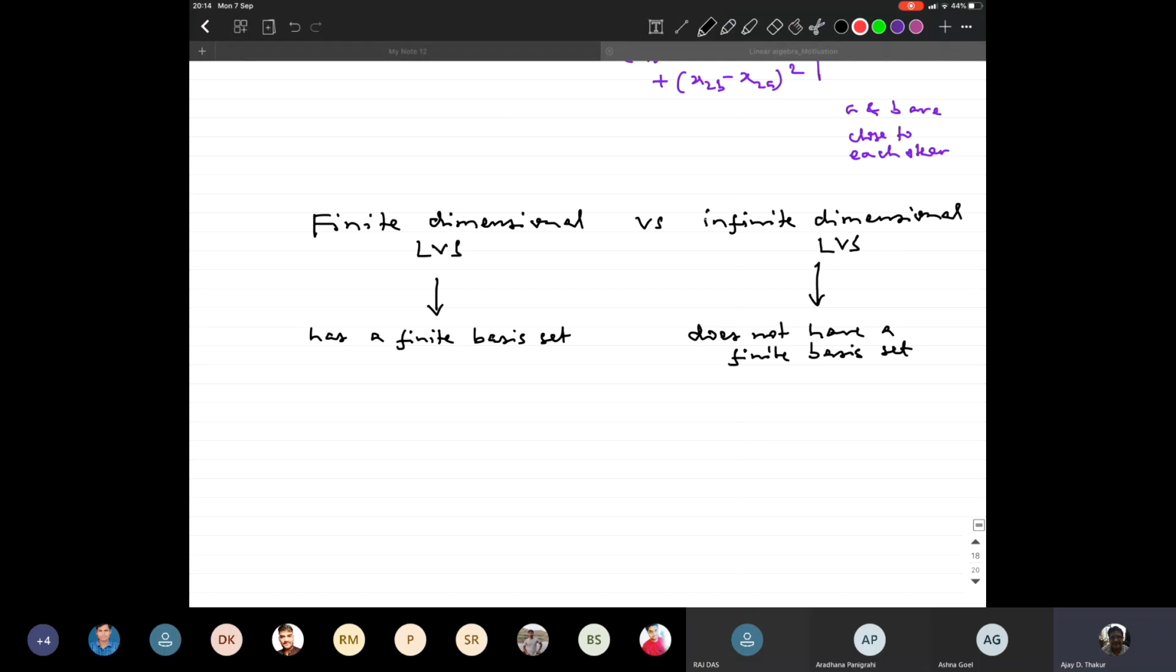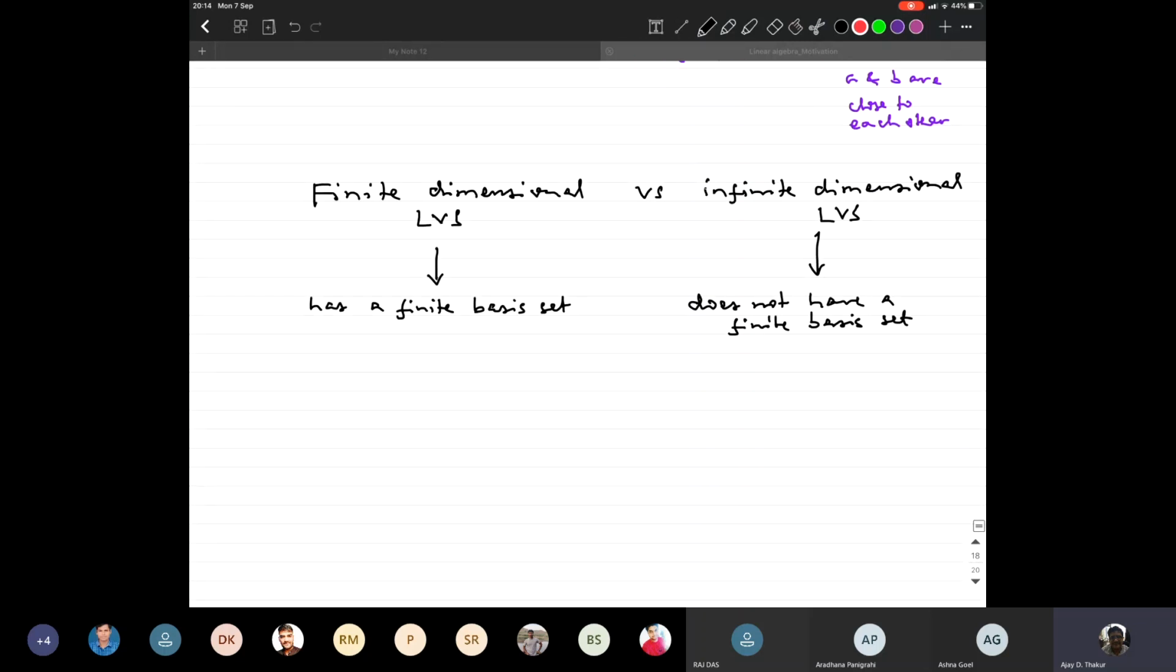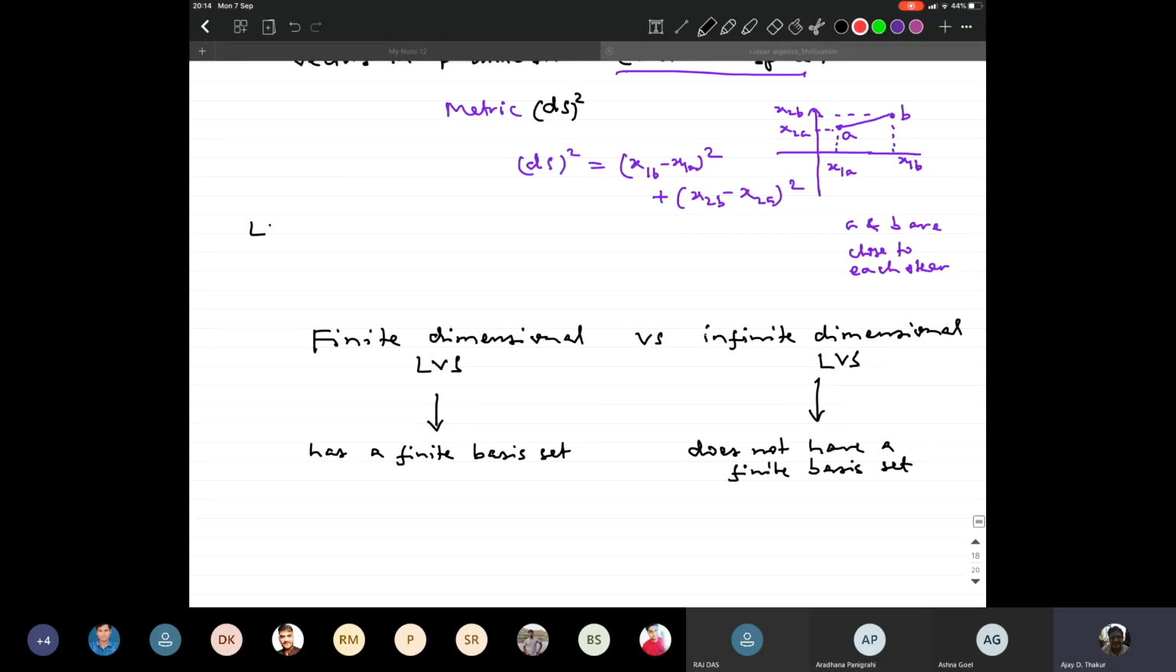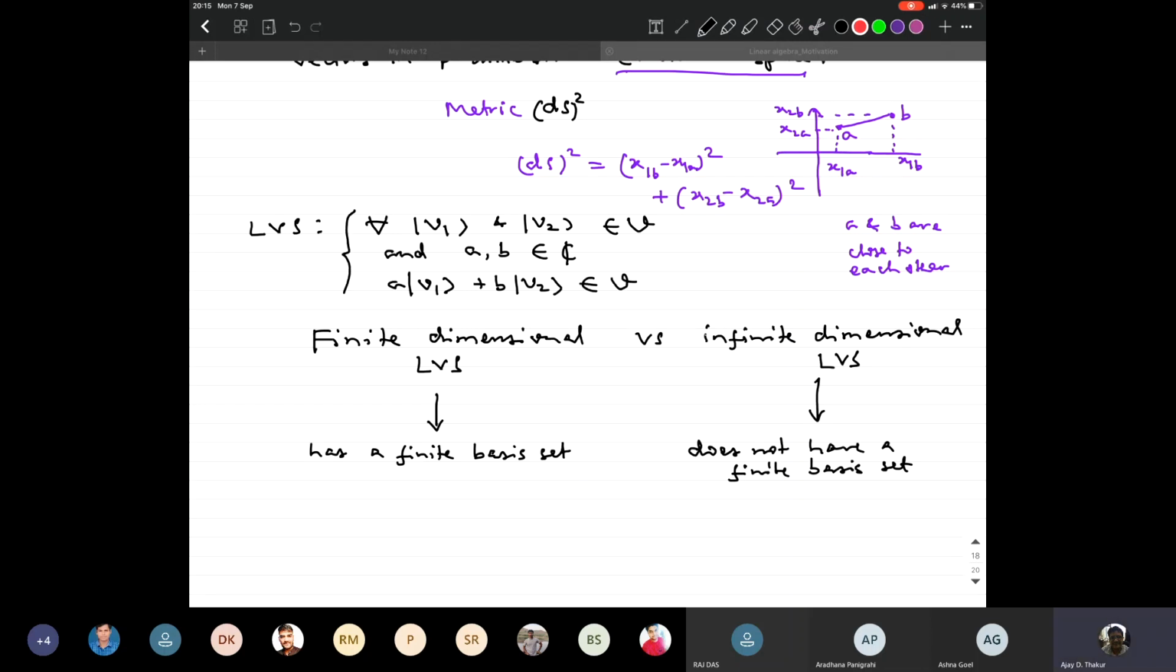We will see, although this idea of infinite dimensional linear vector space is difficult to digest initially, how would we talk about the closure property, or if we don't know what the basis set is, how can we say that it is indeed a linear vector space? Because in whatever we have done till now, a typical linear vector space could be talked of in a single expression as: for all v1 and v2 contained in V and a, b contained in C, a v1 plus b v2 is contained in V. That is basically the definition of a linear vector space.